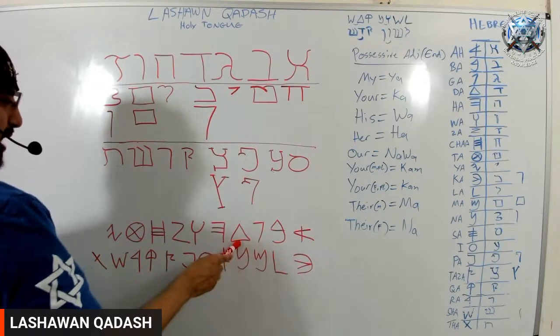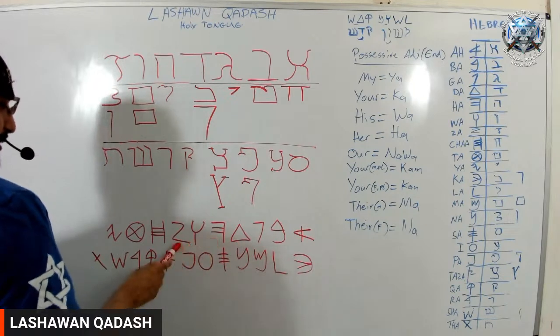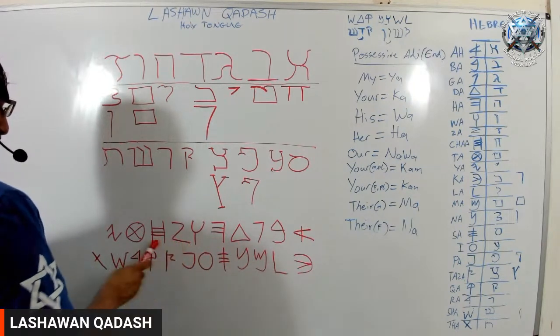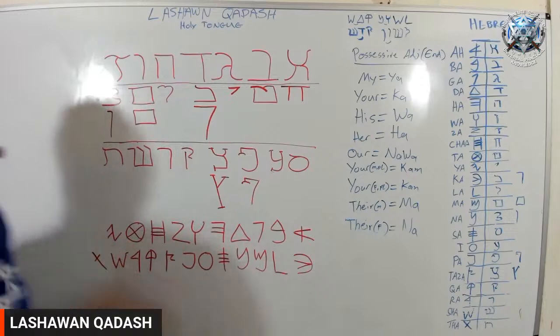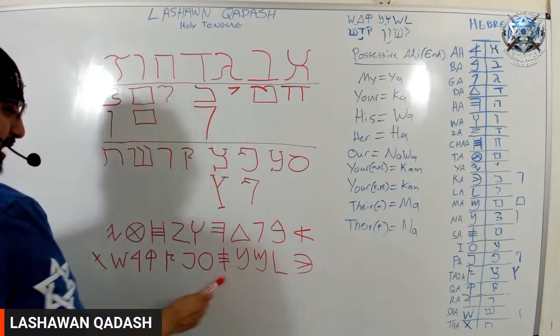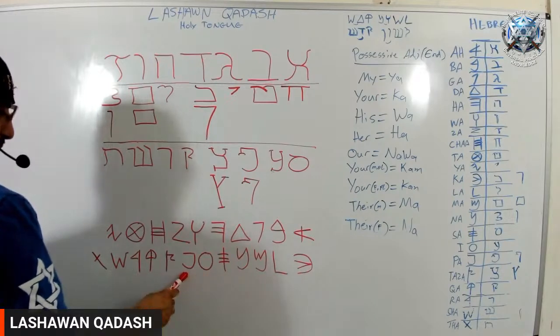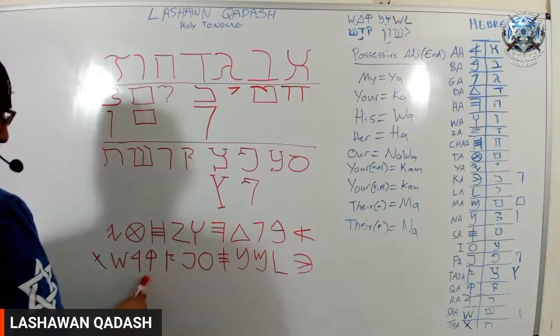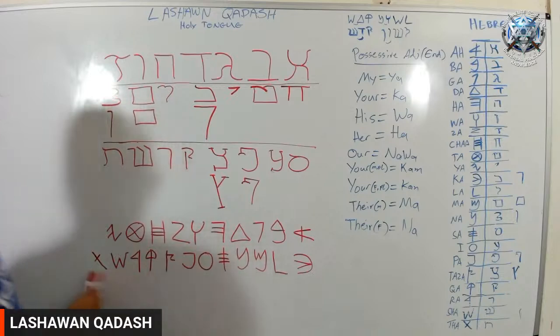Ga, da, ha, ta, ya. Ka, la, ma, na, sa, I, pa. And tza, qua, ra, sha, tha.